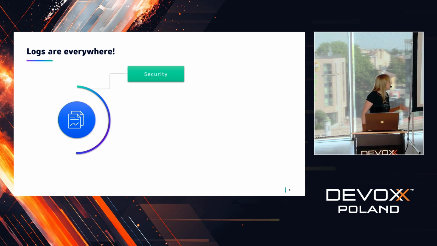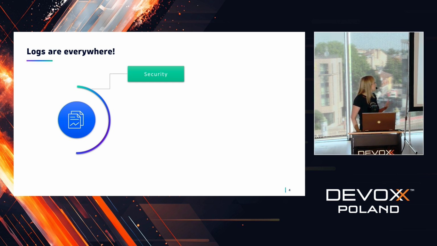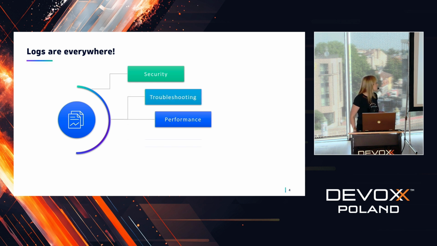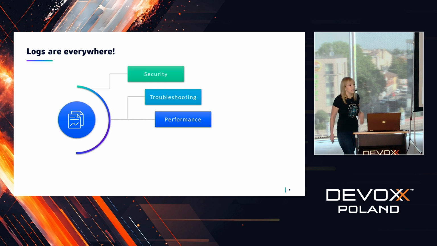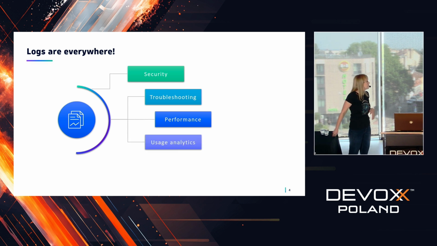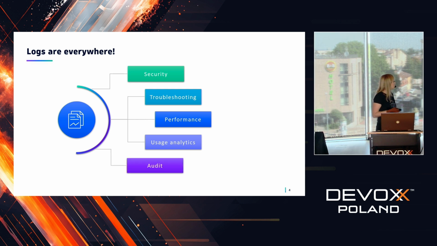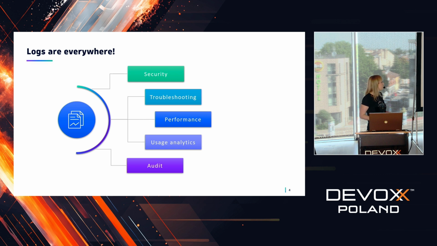For security, we can check if there was any security incident, like unauthorized access. For troubleshooting, we can get more insights when we have any bug reported. For performance, to check if our services are running and available. For understanding how the users interact with our application. And also to check what was the chain of events that led to the current system state. So logs are everywhere and they contain a lot of useful data.